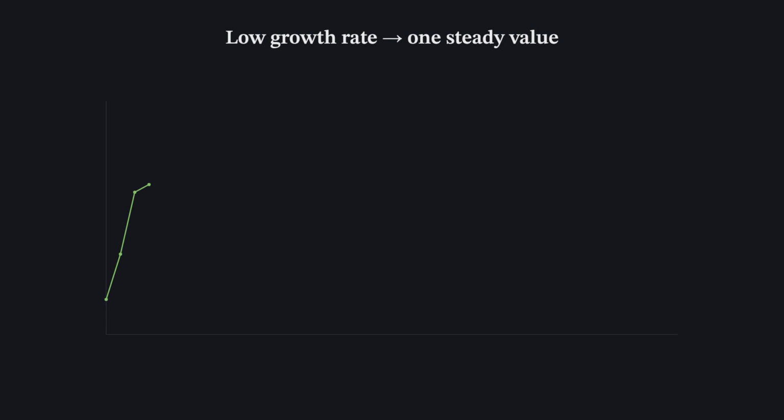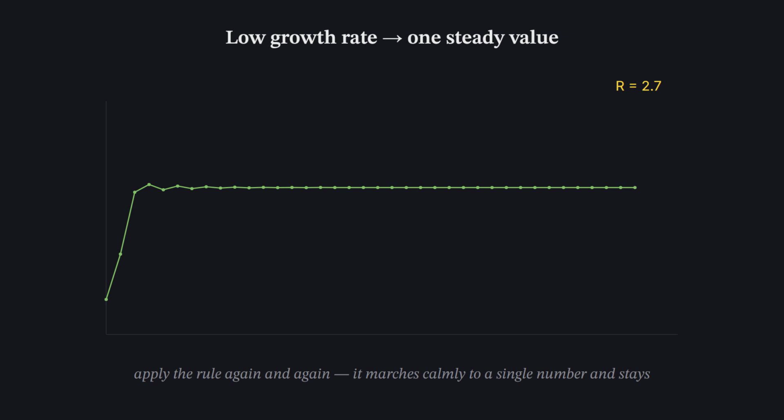Apply the rule again and again, and the numbers march calmly to a single stable value and stay there forever. A low growth rate settles at extinction. Nudge r higher, and it settles at some healthy, steady population, year after year after year, the same number. Predictable. Boring even. If this were the whole story, nobody would have made a picture of it.